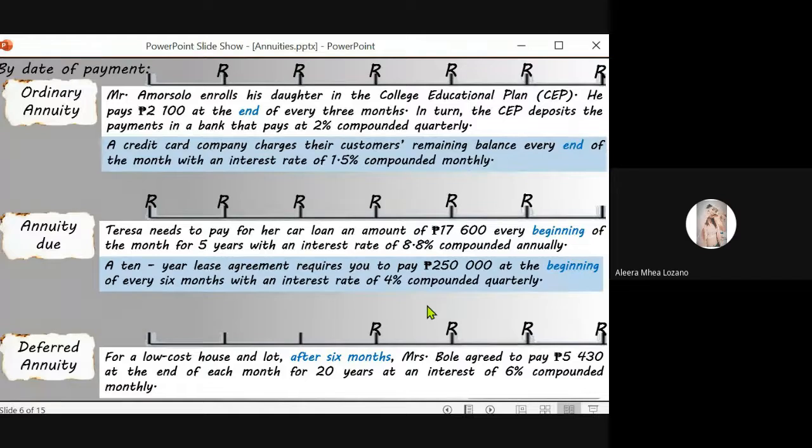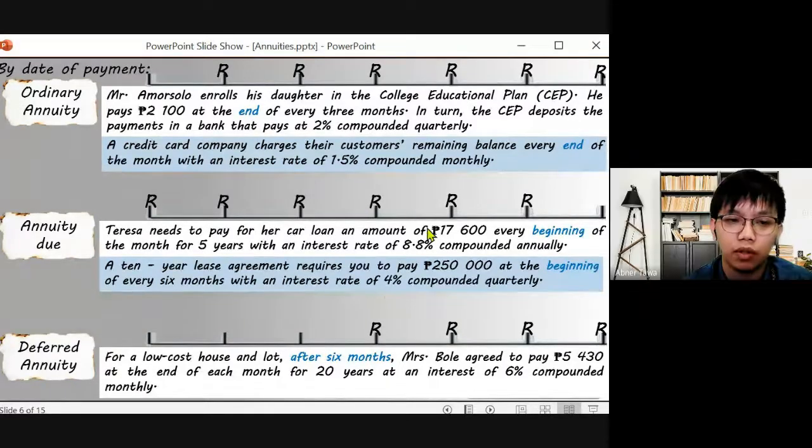Teresa needs to pay for her car loan an amount of 17,600 every beginning of the month for 5 years with an interest rate of 8.8% compounded annually.